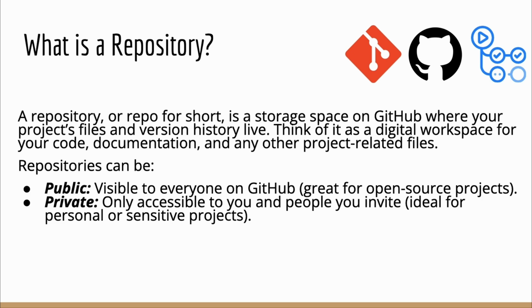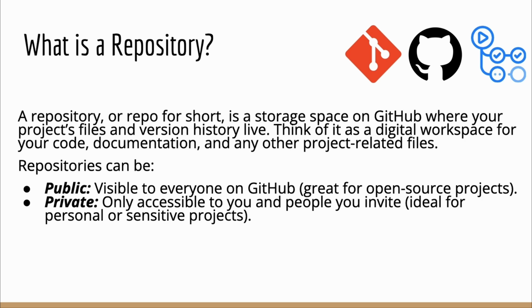Now, a repository can either be public, which means it's visible to anyone on GitHub, and anybody can fetch it, can propose changes to it, can fork it, etc., which is great for open source projects, for tools that are made for anybody to use. Or repositories can be private, which is only accessible to you and to people you invite. And this is ideal for personal or sensitive projects. And of course, in organizations, repositories tend to be private because the code that the organization writes is private to that organization. You don't want it to be on the public internet.